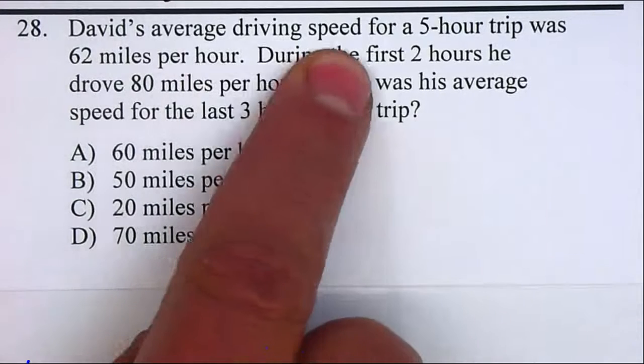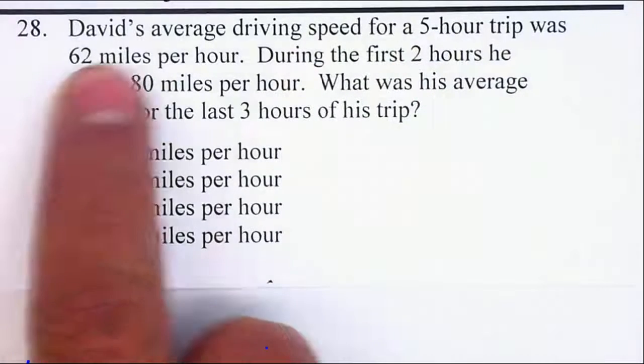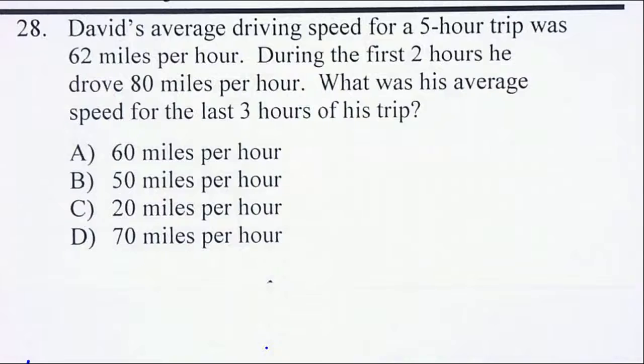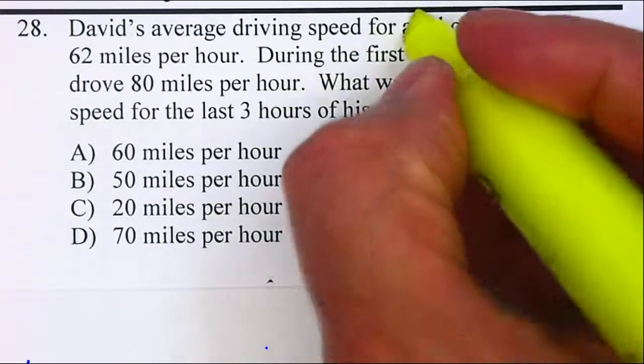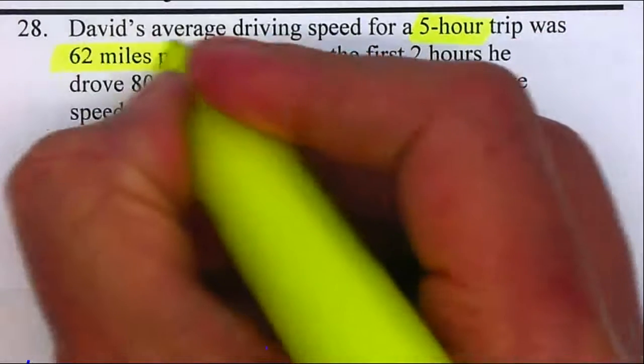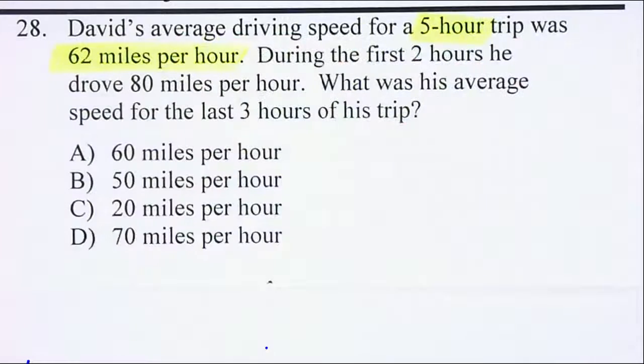David's average driving speed for a 5-hour trip was 62 miles per hour. So if you notice, this is the total trip. 5 hours at 62 miles per hour is the entire trip. So that should tell you that you need the 3 boxes.